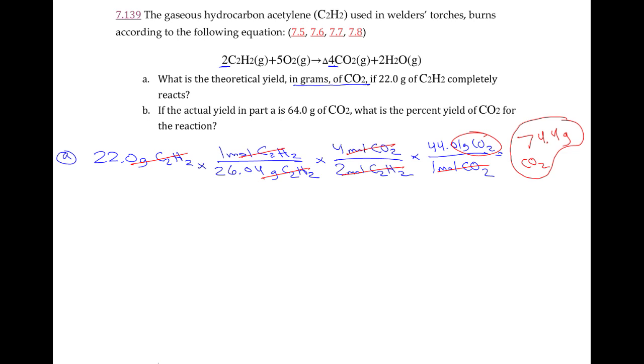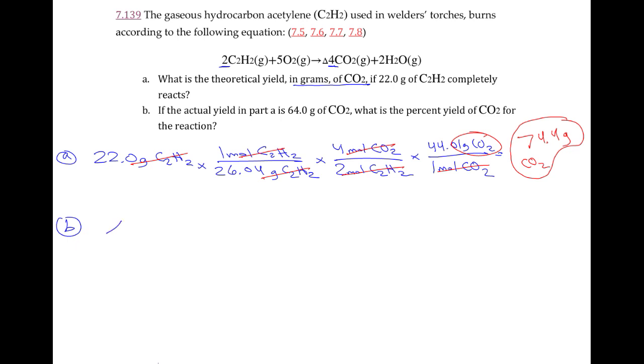So Part B says the actual yield, so what the chemist actually isolated was 64 grams of CO2. Nothing ever works according to plan, right? So based on the balanced equation, and if everything had gone perfectly, if the combustion was complete, we would have gotten 74.4 grams, but instead they got 64 grams of carbon dioxide. So it says, what's the percent yield?